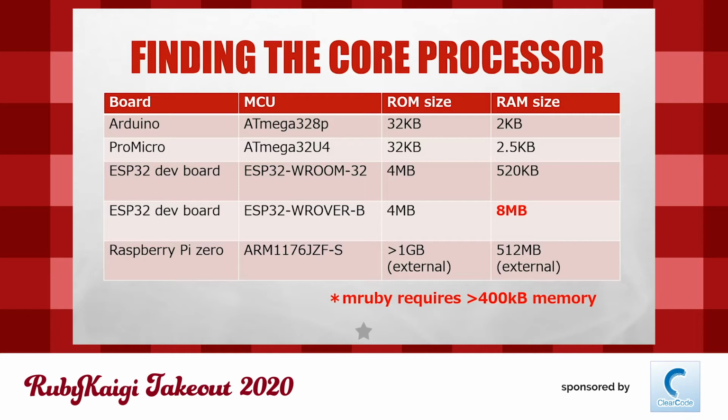For example, you can see the Raspberry Pi Zero. This has external RAM of 500 megabytes. It's very big, but I think it is similar to a personal computer. So I decided to use the ESP32-WROVER-B.